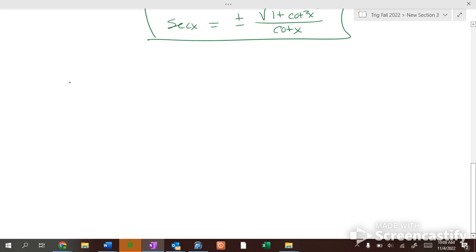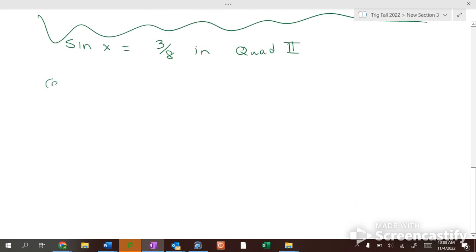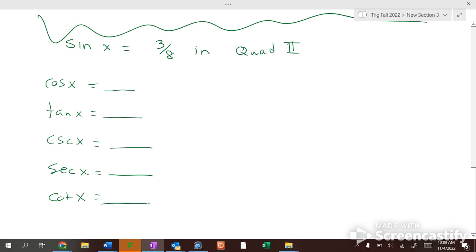So let's say the sine of x equals 3/8 in quadrant number 2. So I know the sine of x. I want to find then the cosine of x, the tangent of x, the cosecant of x, the secant of x, and the cotangent of x. Out of these 5 trig functions, if I'm given the sine of x, what would be the easiest to find?